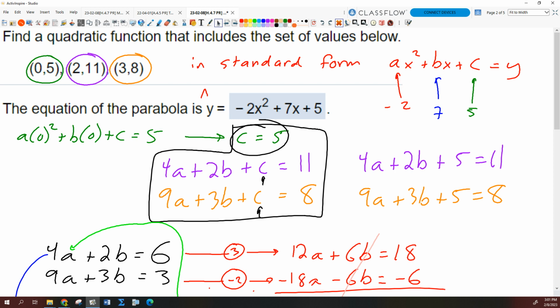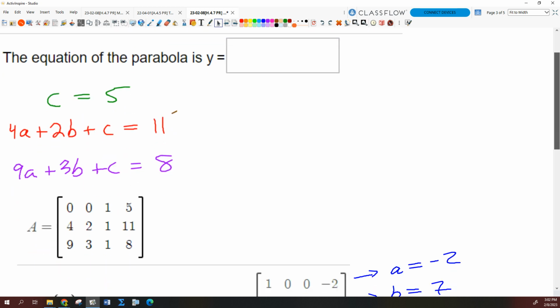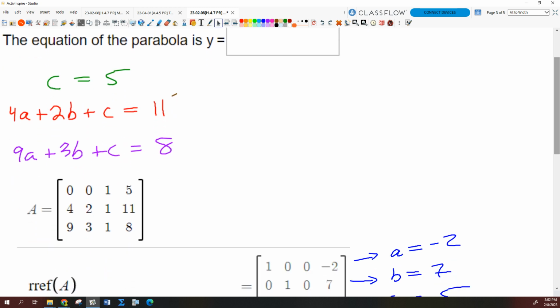Now, if we had some technology at our disposal, and you won't even need technology in college when you take linear algebra and you learn how to manipulate matrices without technology, matrices would make this a lot easier, right? I could take those 3 equations that we wrote, and I could write those as an augmented matrix, as long as I write them in a standard form where the variables are in the same, probably alphabetic order.